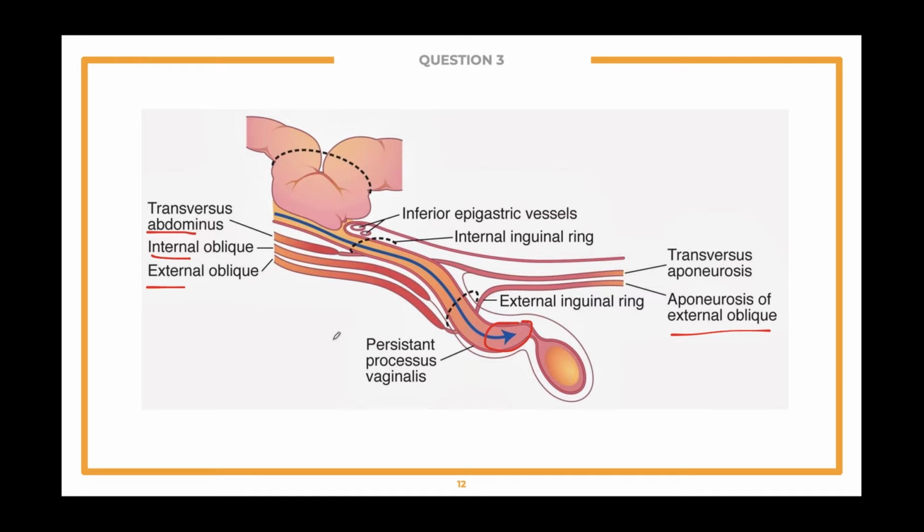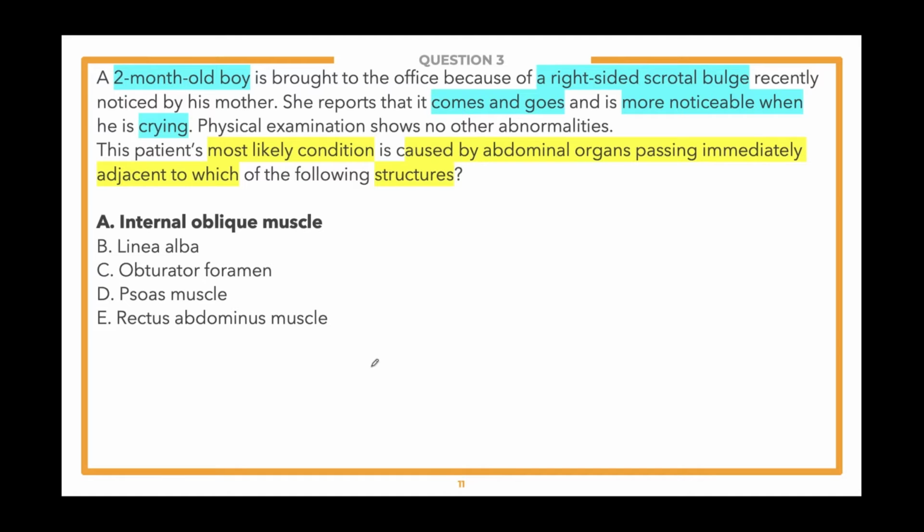So if we go back to our question, you can see why answer choice A is the best answer. It's the only one of those 3, the transverse abdominis, the internal oblique, and the external oblique, that is present in those answer choices. Now the other answer choices: the rectus abdominis is more midline. The psoas muscle is more in the lateral lumbar region near the pelvis. The obturator foramen is an opening in the front of the pelvis.